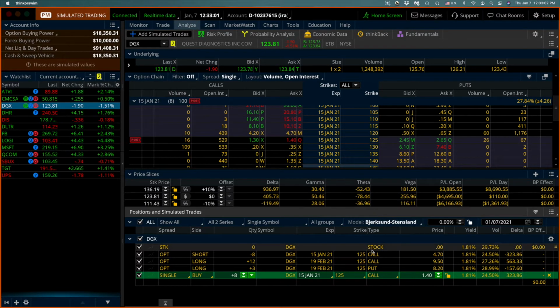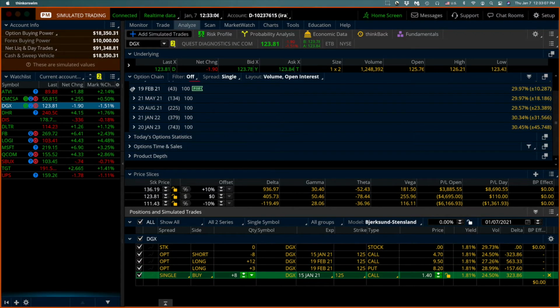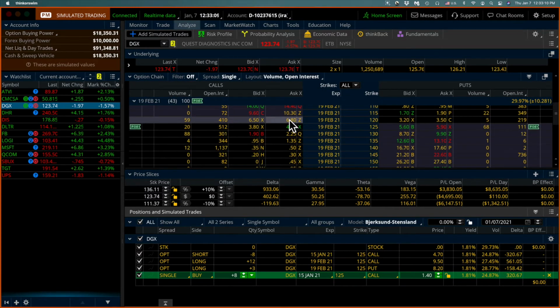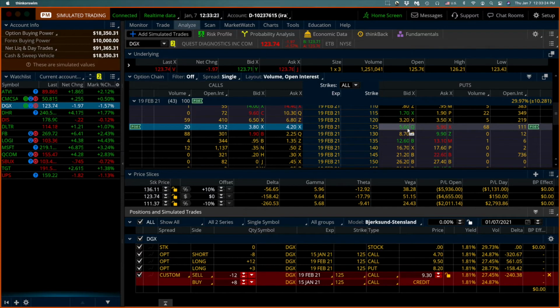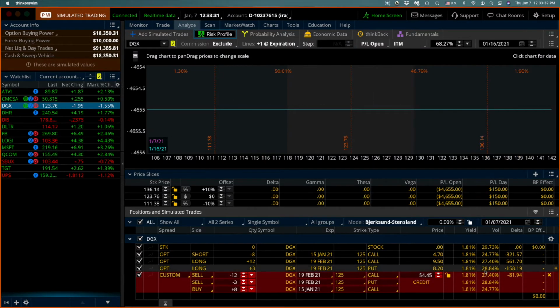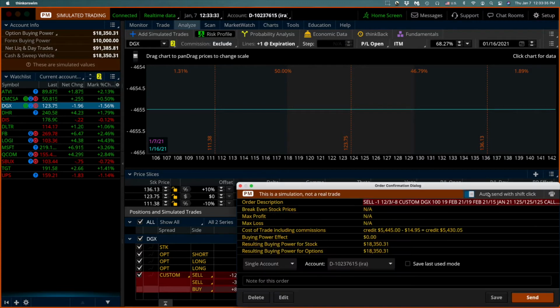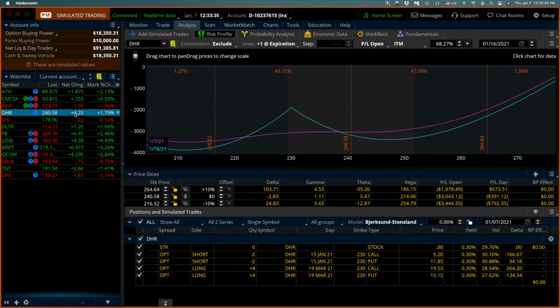We are going to sell the February 19th calls, and we have 12 of those. So press the control key and click on the bid 12 times. And for the puts, we just click on the bid only 3 times. Okay, and that's the risk graph. It ends up flat. That means we're taking care of everything. Confirm and send. Let's move on to DHR.